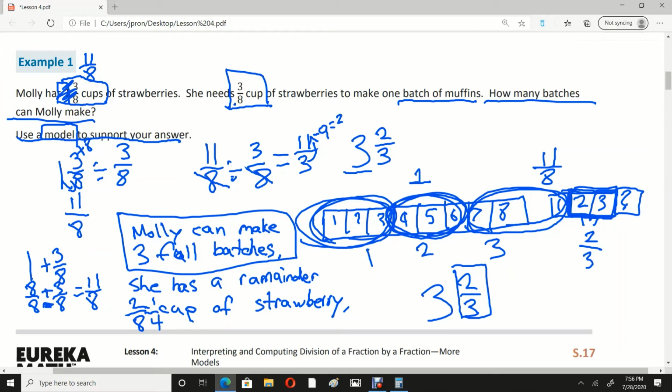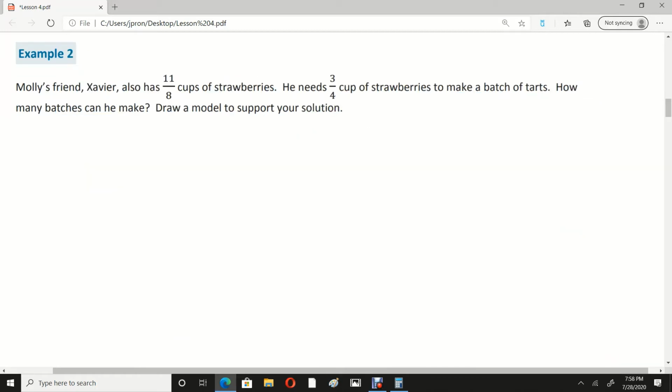All right, so this one was a little bit more complex. We had to do a little bit more work here, turning the mixed number into an improper fraction and back again. That's going to transition us nicely into example 2. I want you to take some time, read, and answer the question. Molly's friend Xavier also has 11/8 cups of strawberries. He needs 3/4 cups of strawberries to make a batch of tarts. How many batches can he make? Draw a model and support your solution. I'm going to give y'all 5 minutes to work on this independently, and we'll come back together and talk about this as a whole group.